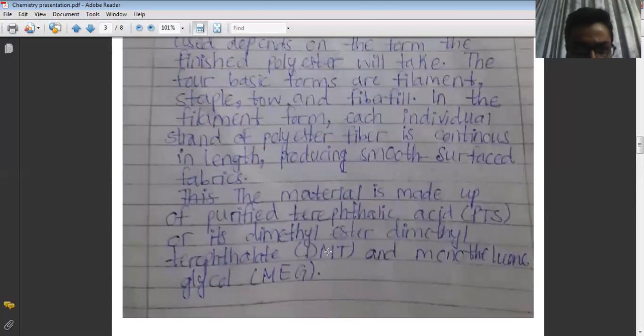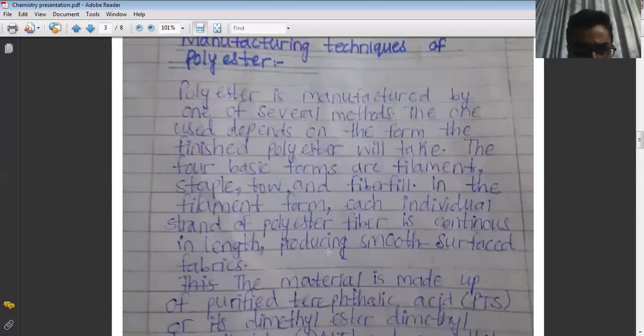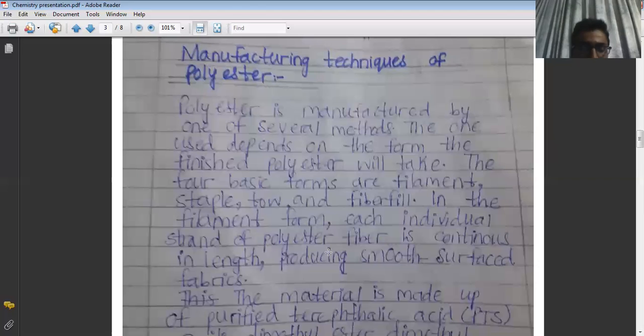Then come the manufacturing techniques of polyester and how it can be prepared. Polyester is manufactured by one of several methods. The one used depends upon the form the finished polyester will take. The four basic forms are filament, staple, tow, and fiber fill.